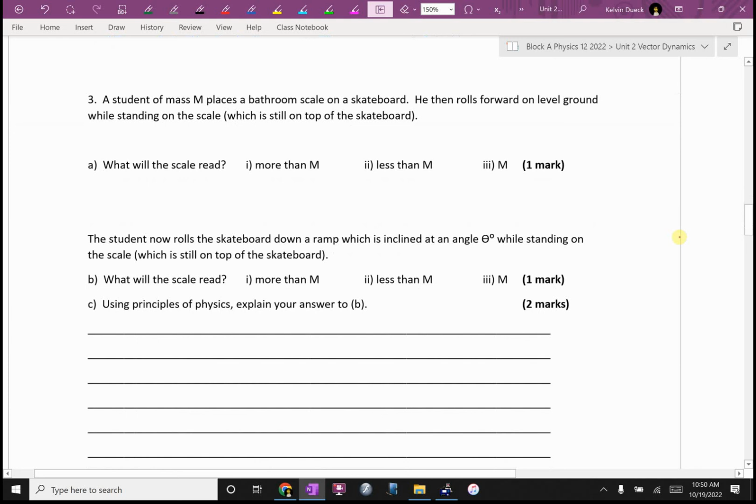A student of mass big M places a bathroom scale on a skateboard. He then rolls forward on level ground while standing on the scale. First of all, I'm talking about a scale, but what am I really talking about here? Okay, normal force is what I'm envisioning. So if you roll forwards on level ground, does your normal force change? Or if you're sitting in a car and the car is traveling forwards, does your normal force change? Do you feel heavier or lighter? Zaina? So it's still going to just say M.